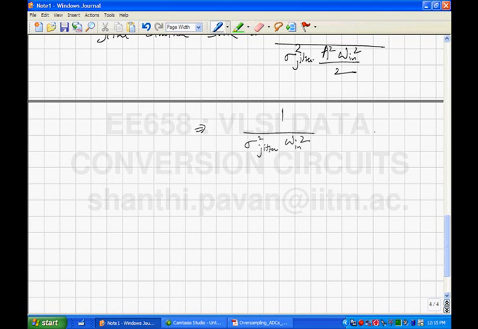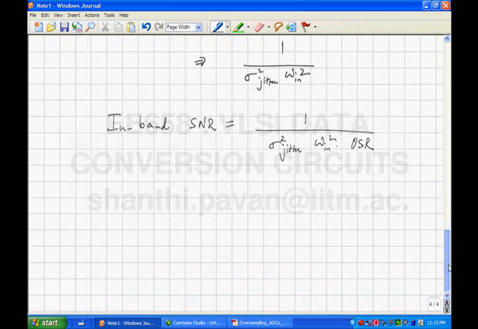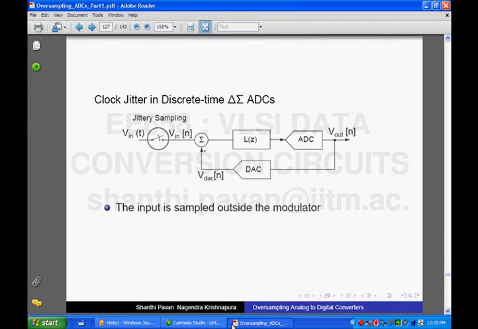This has to be spread over 0 to pi, and pi by OSR is your signal band. So the in-band SNR is basically 1 over sigma square jitter times omega n square times OSR. Does it make sense? That's pretty much what is said here.